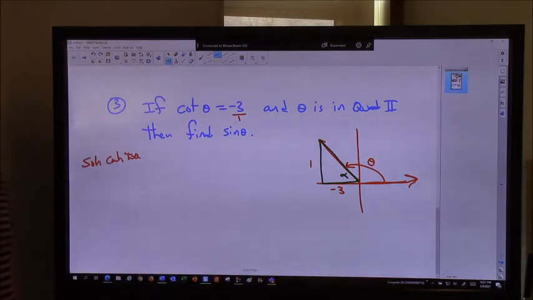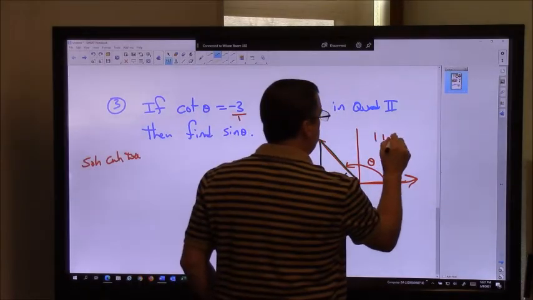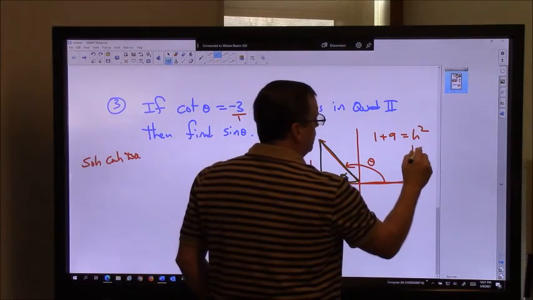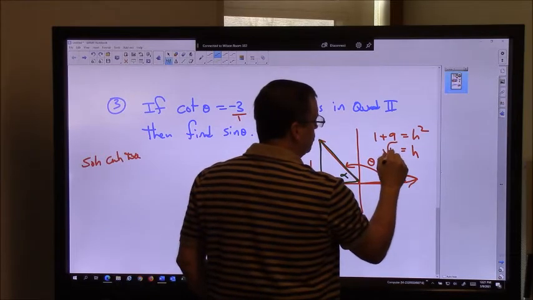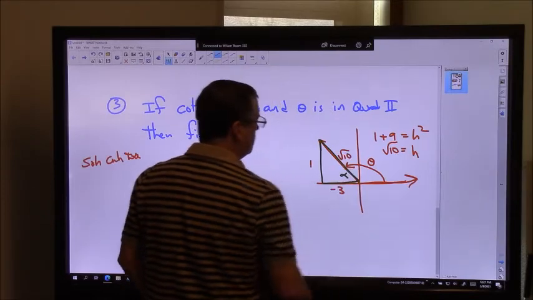Now we've got to find the hypotenuse using the Pythagorean theorem. So 1 squared plus negative 3 squared, that's 1 plus 9. That equals the hypotenuse squared. Hypotenuse, let's see, this is going to be 10, so if I take the square root, there's what I get. And that does not simplify.